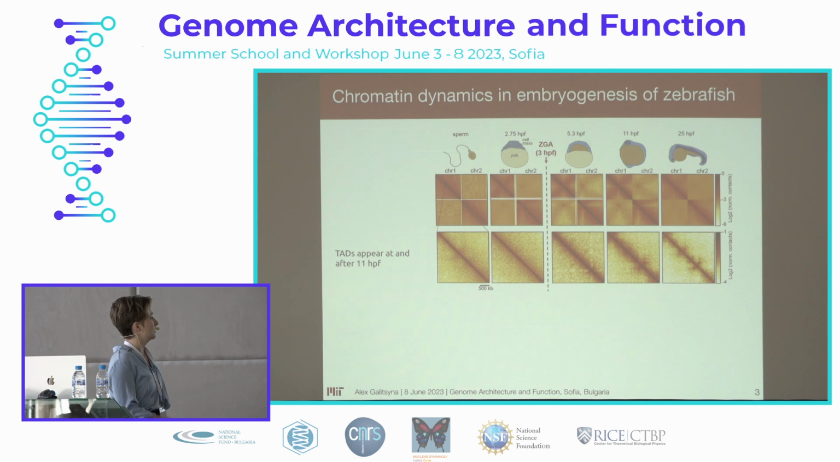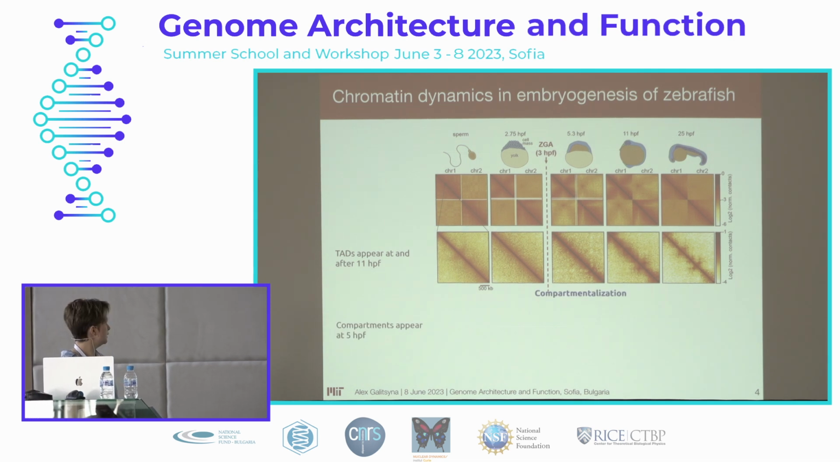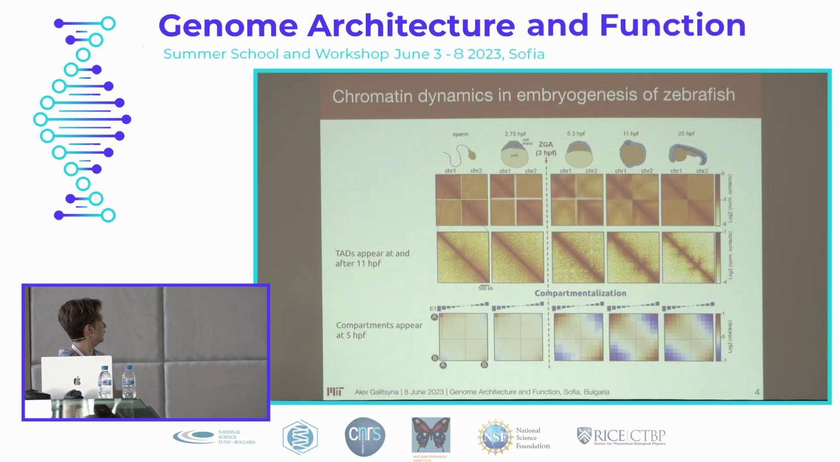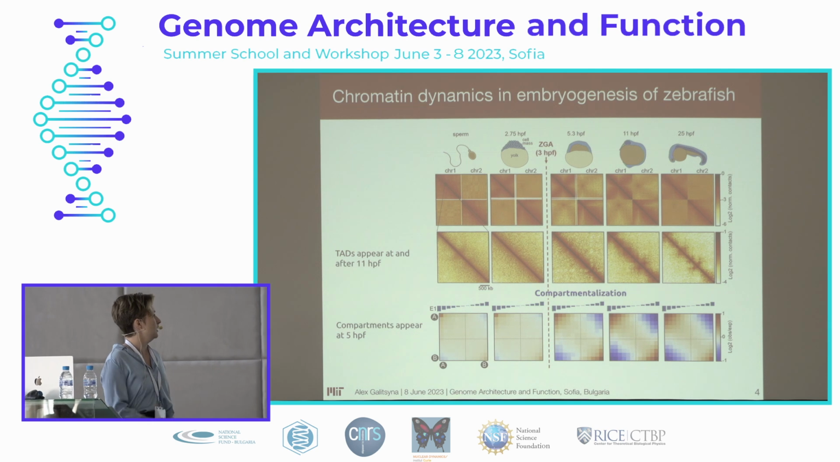Apparently, if we take chromatin organization, there are no TADs at very early time points before ZGA, and they start to emerge somewhere around 11 hours post-fertilization. This is time point 5.3, and here you also do not see the TAD signature. It looks like TADs appear only at and after 11 hours post-fertilization, which is pretty late after ZGA. If we look at another feature of Hi-C maps, compartments, you will see that compartments appear only at 5 hours, and then become stronger and stronger.